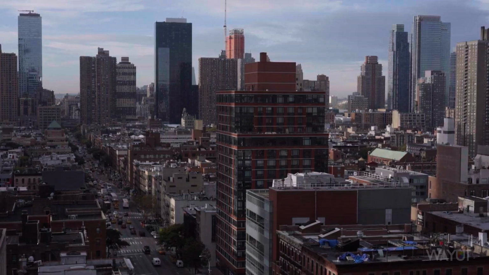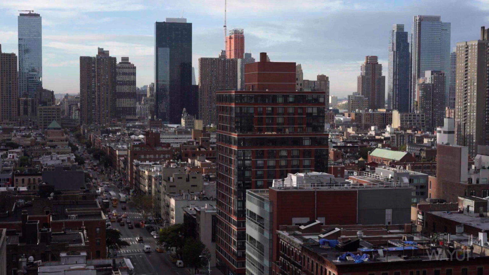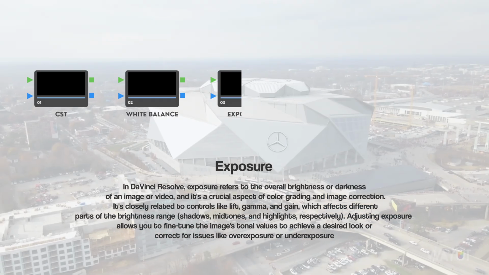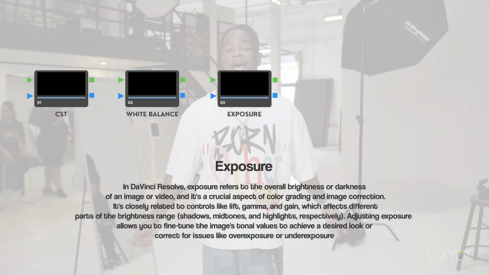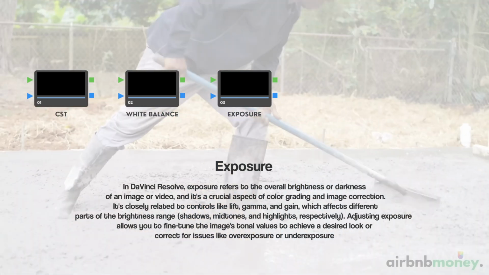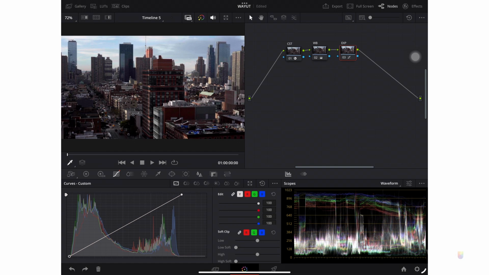Adjusting exposure comes after white balance because accurate color temperature helps you judge highlights, shadows, and overall brightness better. This step restores proper contrast and ensures your footage looks dynamic without clipping details in the highlights or shadows. Now your footage has that rich, dynamic look, but we're not done yet.